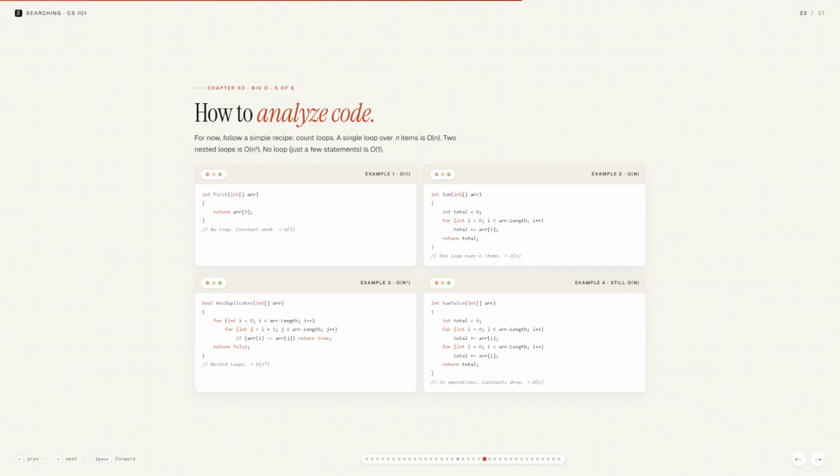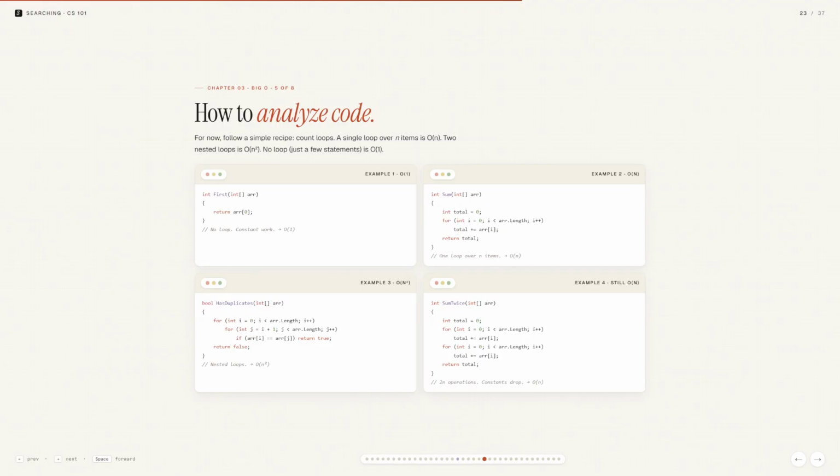Here's the simplest rule for analyzing code in Computer Science 101. Just count the loops. This will get you the right answer about 80% of the time. Okay, here's the method. 3 rules. If there's no loop, that's always going to be an O of 1, constant time. If there's one loop over n items, O of n, that's going to be linear. If there's 2 nested loops over n items, O of n squared, that's quadratic.